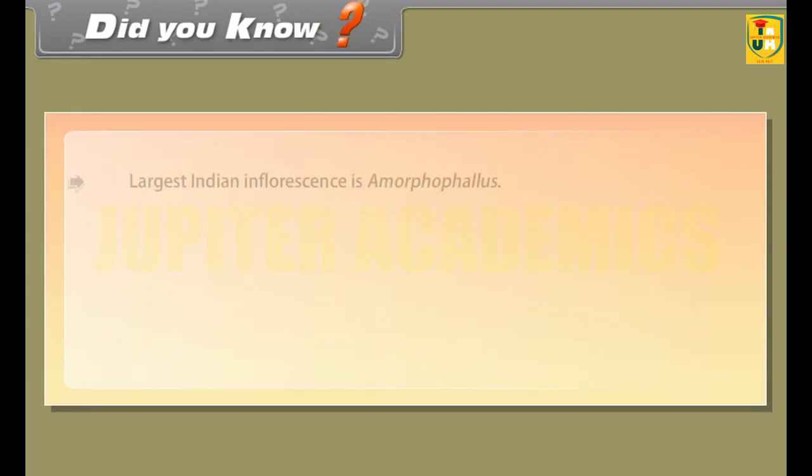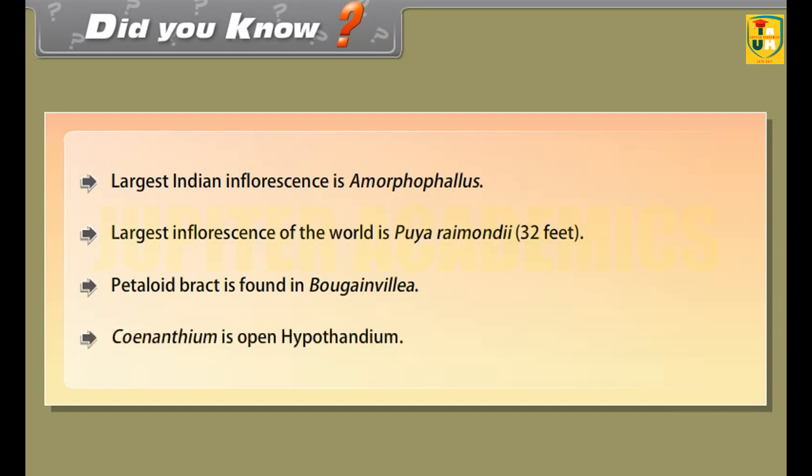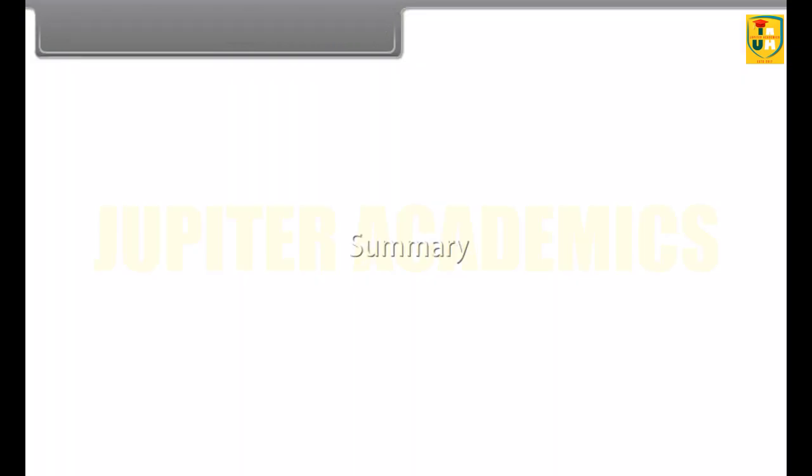Did you know, the largest Indian inflorescence is Amorphophallus? The largest inflorescence of the world is Puya raimondii, 32 feet. Petaloid bract is found in Bougainvillea. Syconium is an open hypanthodium.